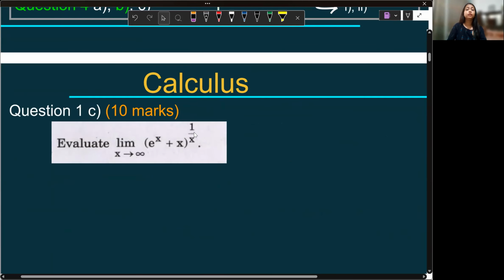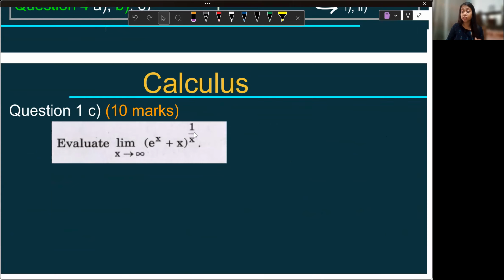First, we have this very simple limit. This you can do even if you have the basic knowledge from your class 11th, class 12th, the limit portion. It was that basic. Evaluate this limit. This was for 10 marks. Let's start.